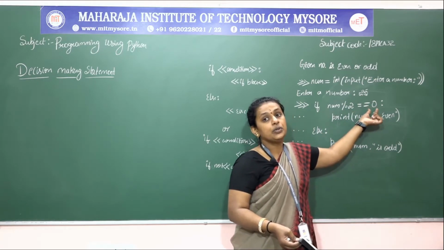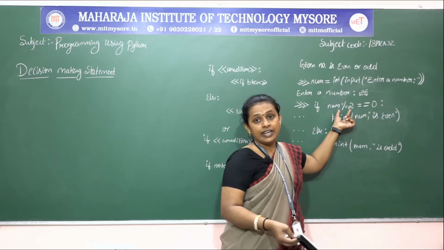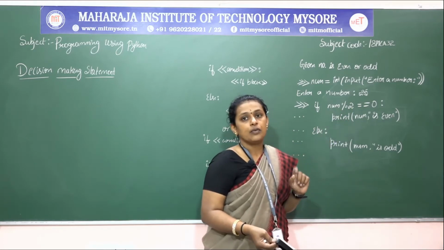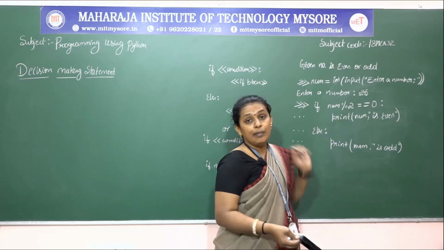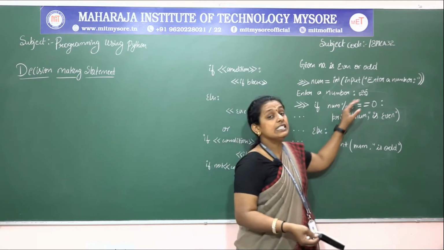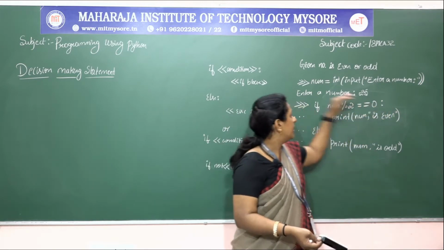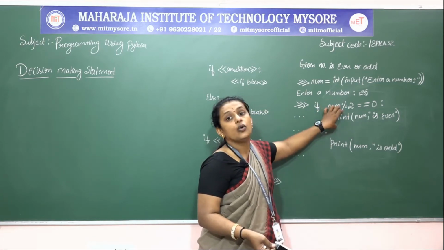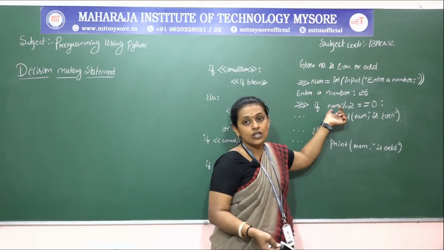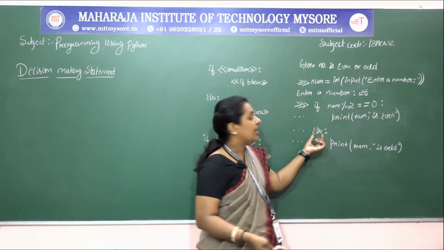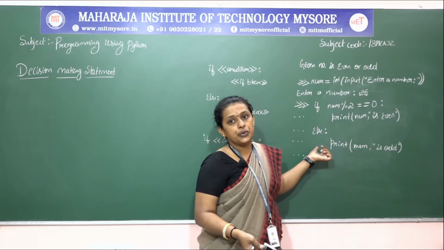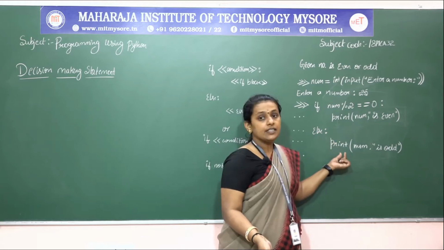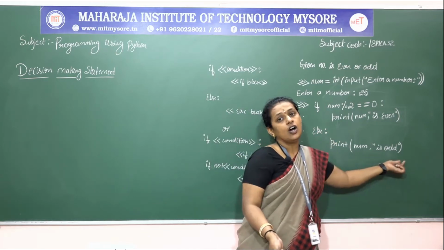It is not equal to 0, because when we compute 25 modulus of 2, we get an output of 1, which means the remainder is 1. Since 1 is not equal to 0, the block of statements in this if condition will not execute, because the condition is not satisfied. Then the else part will execute. With else, there is no condition to check. It simply prints "num is odd".